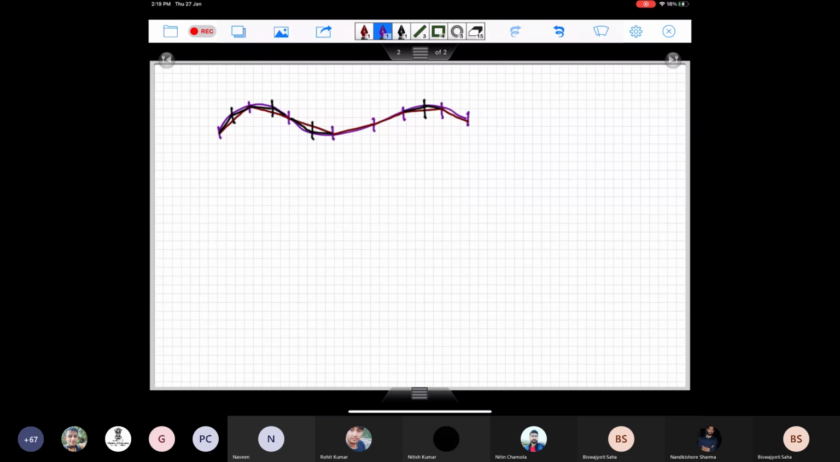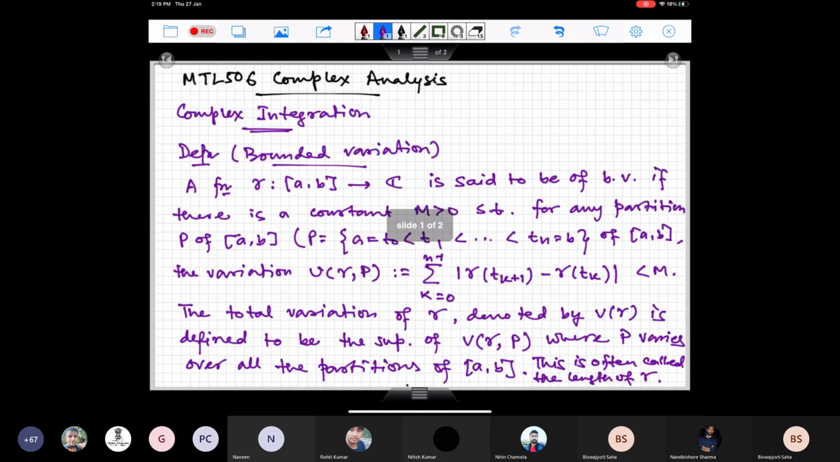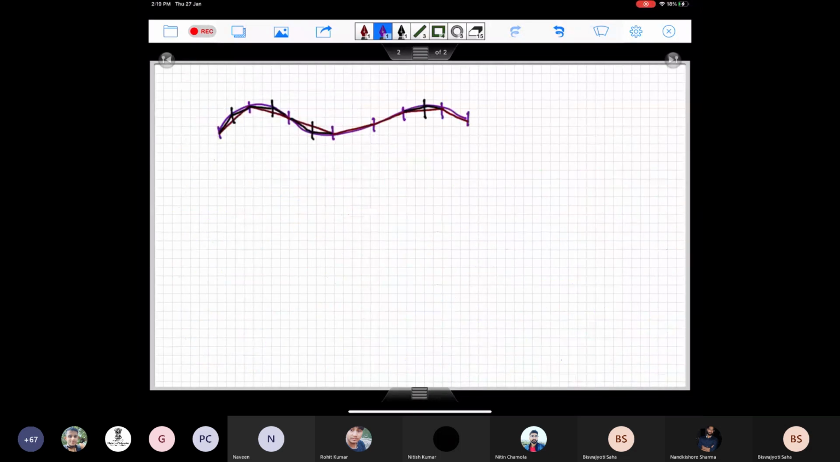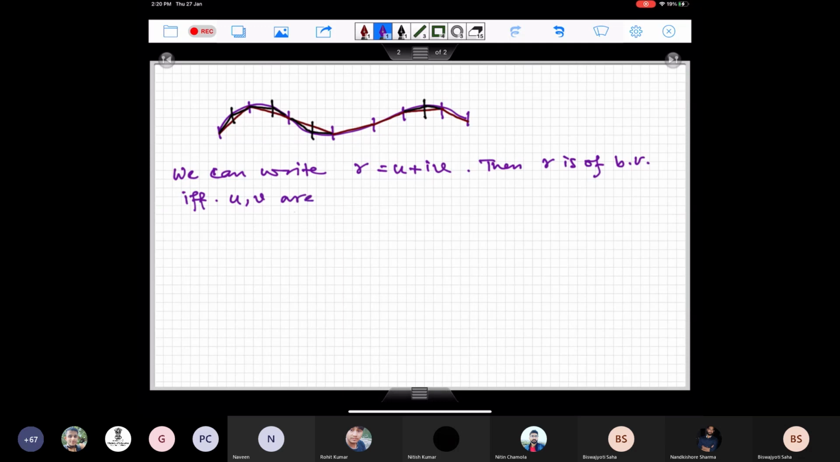So one more thing which I would like to say: here I am taking gamma as a function from closed interval [a, b] to C, so therefore we can write gamma as u plus iv, where u and v are functions on closed interval [a, b], and these are real valued functions. Okay, so we can write this. Then this is a simple exercise which I will not do. You know how to do this. Then gamma is of BV if and only if u and v are of BV.